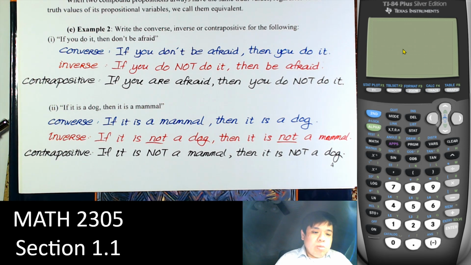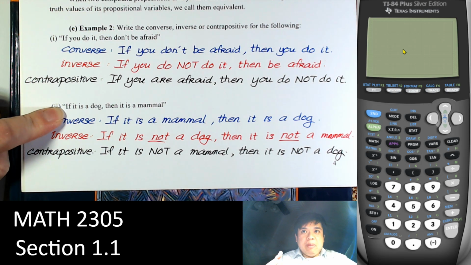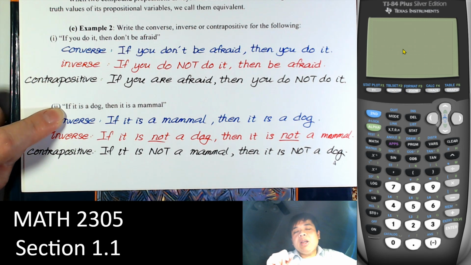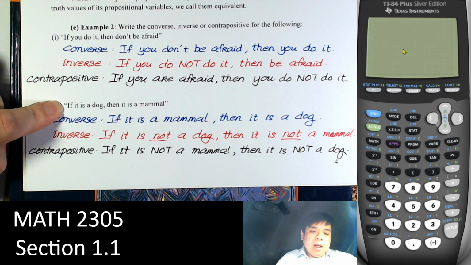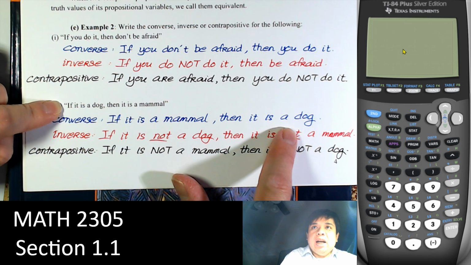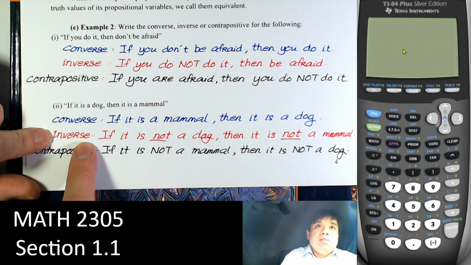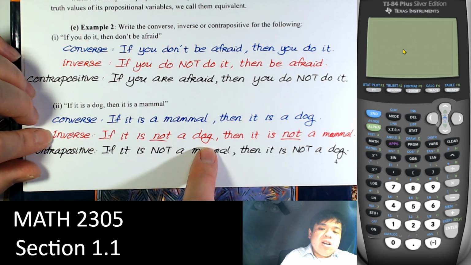Now I just want to talk a little more about this. Based on this, if it is a dog, then it is a mammal. We know it's true because a dog is a mammal, right? So it's true. The next one, if it is a mammal, then it is a dog. This is false because it could be a cat, a bear, or whatever it is.